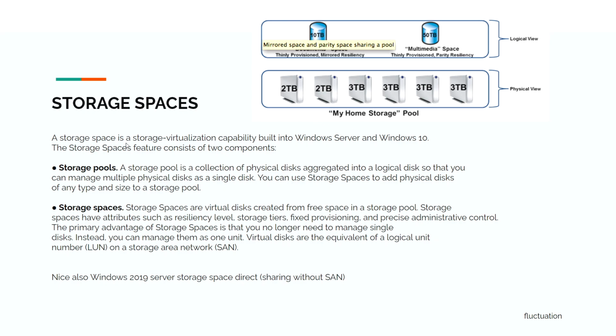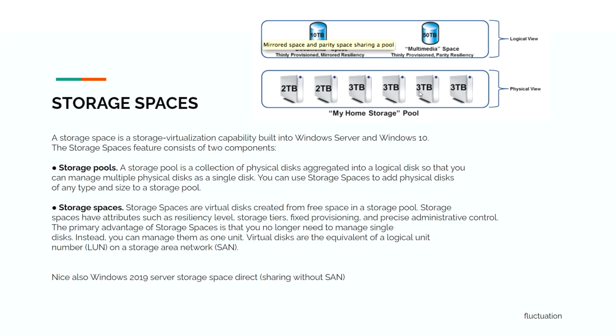So what is storage space? Storage space is a storage virtualization capability built into Windows 7 and Windows 10. The storage space feature consists of two components, the storage pool and the storage space. A storage pool is just a bunch of disks that you aggregate into a logical disk so that you can manage multiple physical disks as a single disk. So this is the physical view and this will be a logical view.